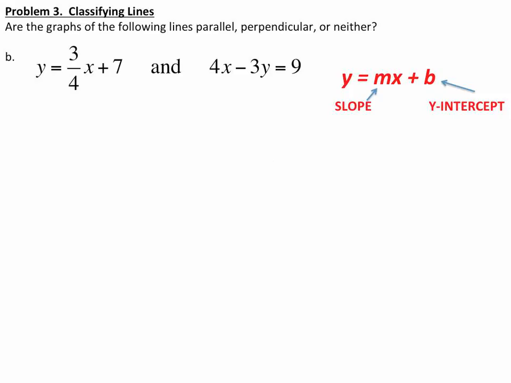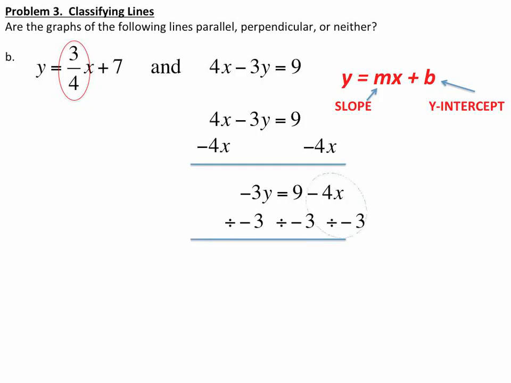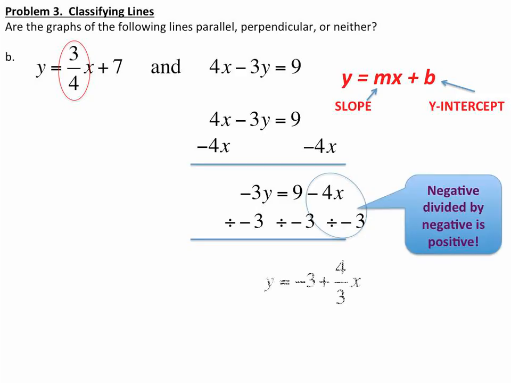All right, here's another example. The first one is already in slope-intercept form. That's good. I know that the slope is 3 over 4. The second one I've got to put into slope-intercept form, so I've got to get the y all by itself. Remember, when I subtract 4x from both sides, I can't subtract it from the 9 because they're not like terms. So I have negative 3y equals 9 minus 4x. Divide the whole problem by negative 3 to get rid of that negative 3 in front of the y. And I would wind up with y equals negative 3 plus 4/3 x. Remember, negative 4 divided by negative 3 is positive 4 over 3.